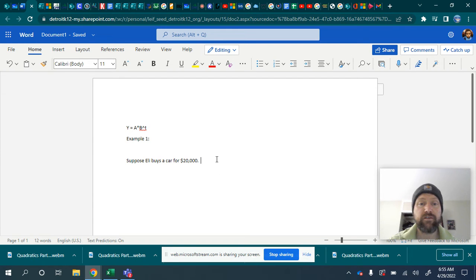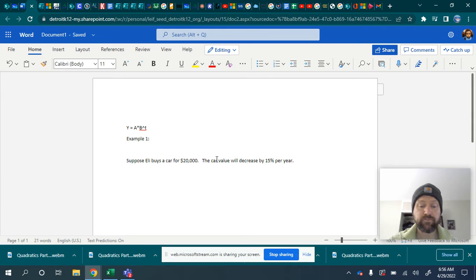So for example one, let's say the car value will decrease by, let's say it's 15% per year because Eli's driving the car, and it's not new anymore, right? Every year it gets used and used and used. So that's the example that we're going to do.